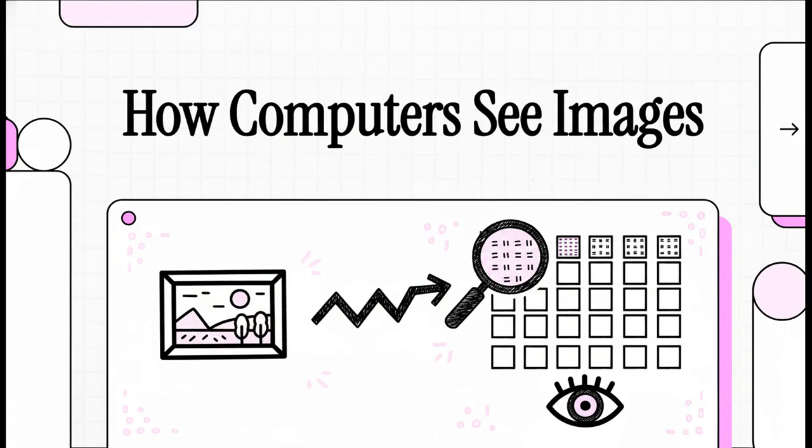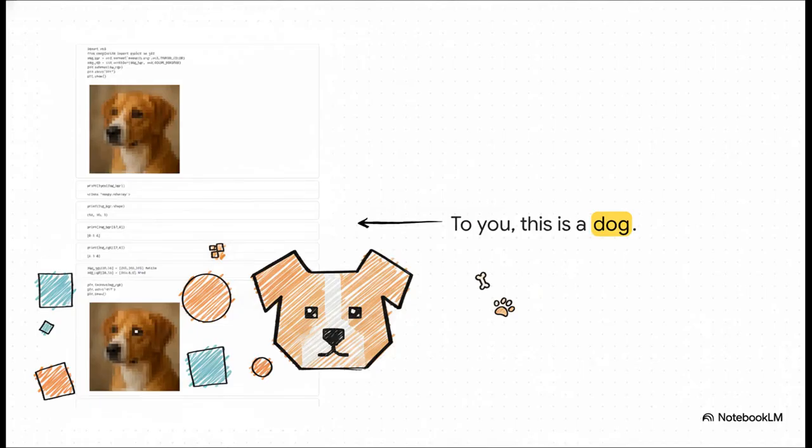We're surrounded by digital images every single day. But have you ever stopped to think about what a computer actually sees when it looks at a photo? I can tell you, it's not a dog or a sunset. It's something completely different.